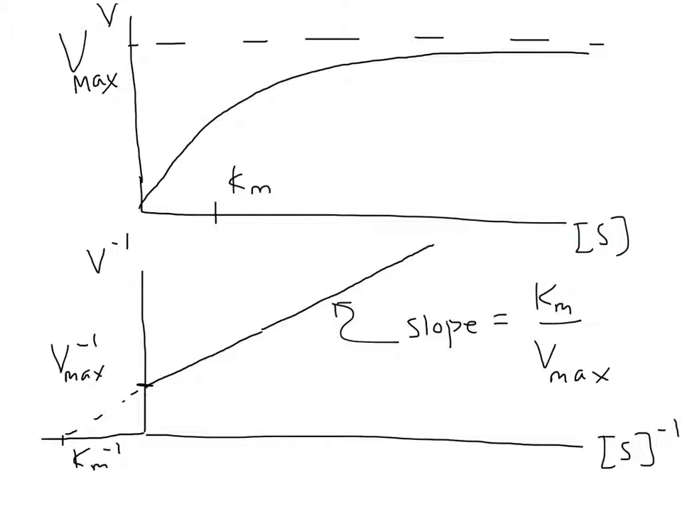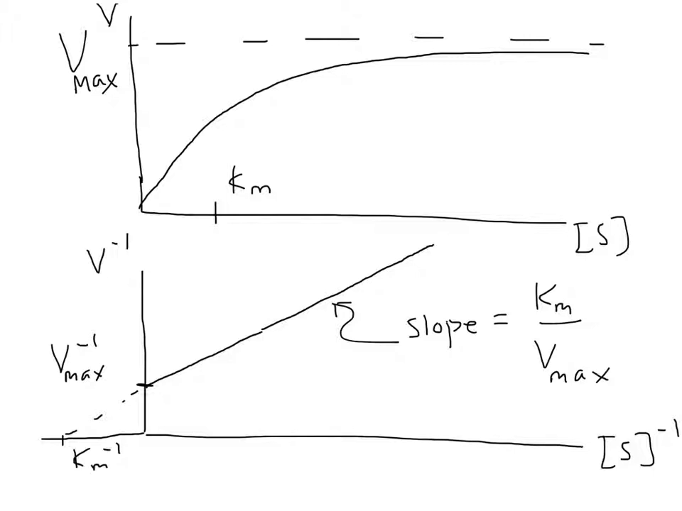When the substrate concentration gets very large, so out here, it's equal to Vmax. Now when the substrate goes to infinity, what happens is the reciprocal gets smaller and smaller and smaller. In fact, it goes to 0. So that means at 0 on the horizontal axis, it should have a value of 1 over Vmax, because we're plotting 1 over the velocity here. We know from before that this curve, when it's the inverse of this curve, should have a constant slope. We showed that mathematically before, and here I've indicated what that slope is.